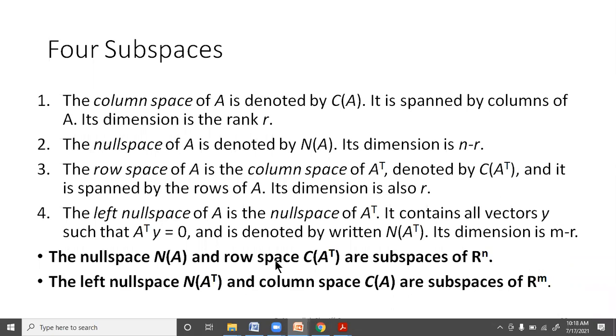So the null space N(A) and the row space C(A^T) are subspaces of R^n, and the left null space N(A^T) and the column space C(A) are subspaces of R^m. That gives us the order of the number of rows and the number of columns over here.